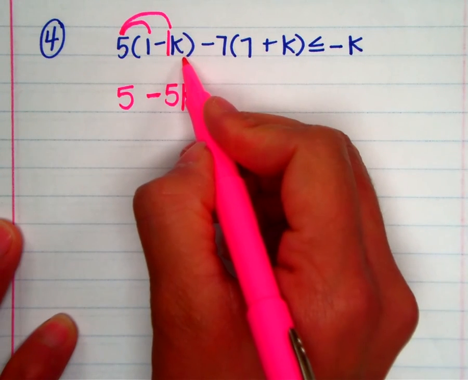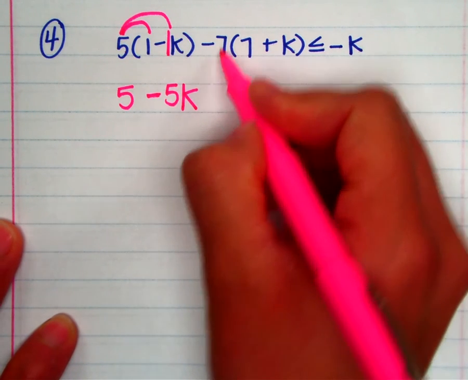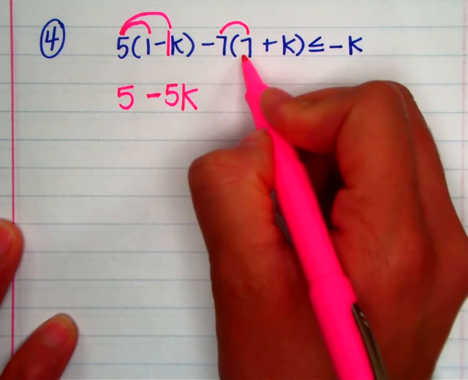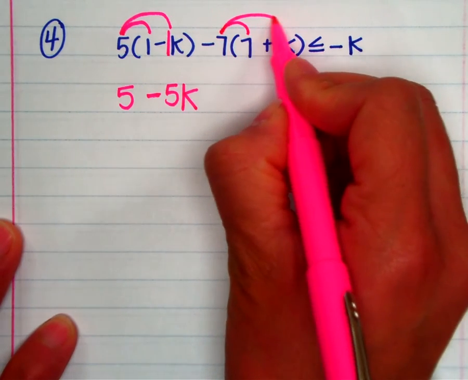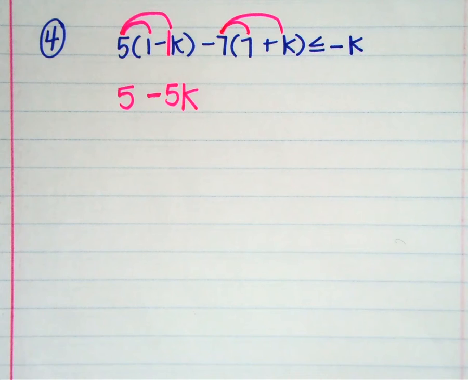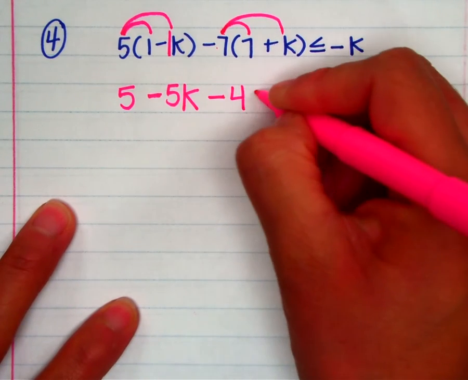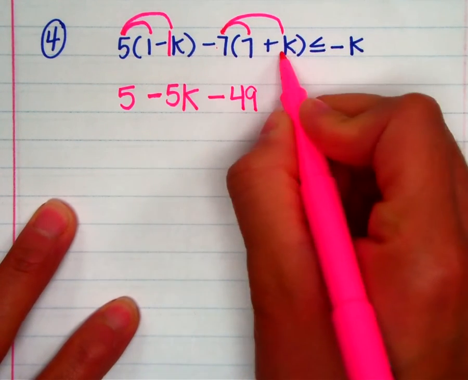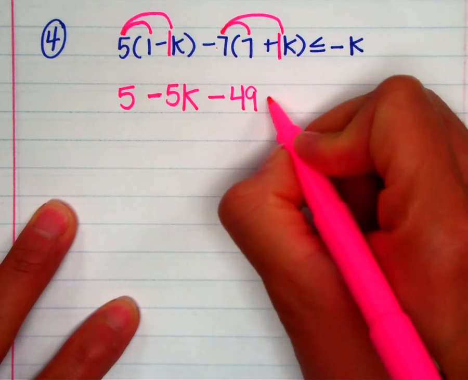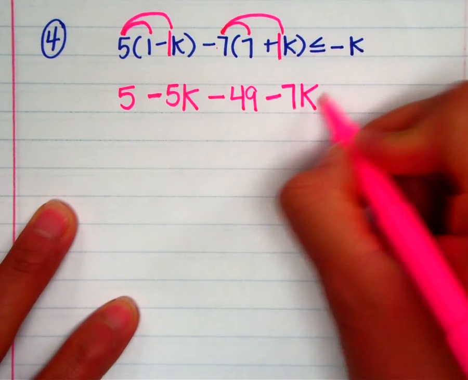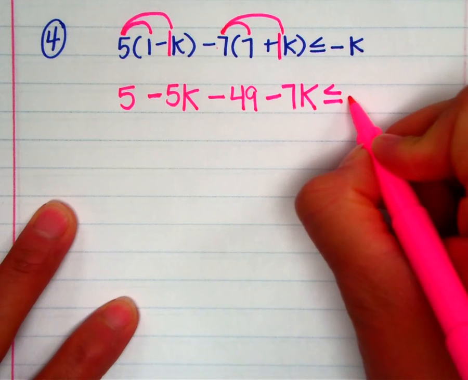Now you're going to see this negative 7, and we need to multiply that negative 7 with a positive 7, and negative 7 with positive 1k. So negative 7 times 7 is negative 49. Negative 7 times k, or 1k, is negative 7k. Then you have your less than or equal to symbol, and you bring down a negative k.